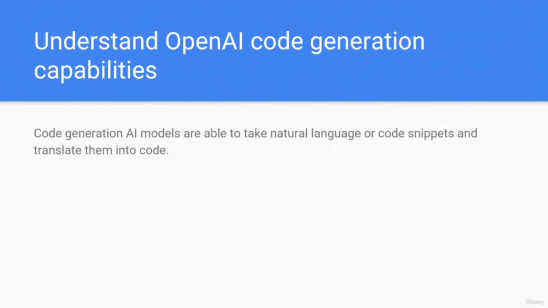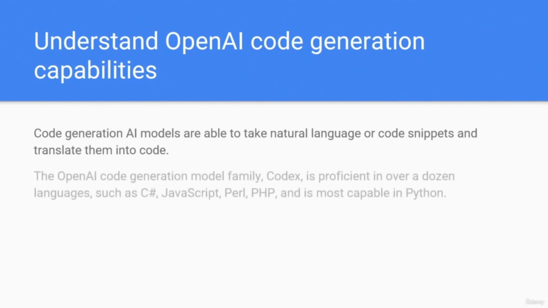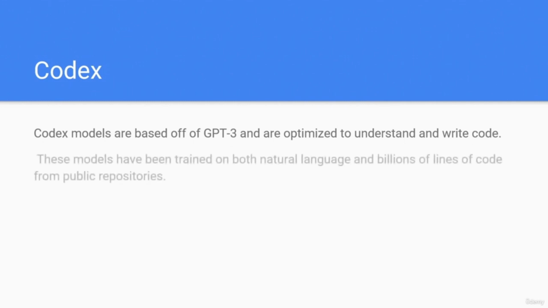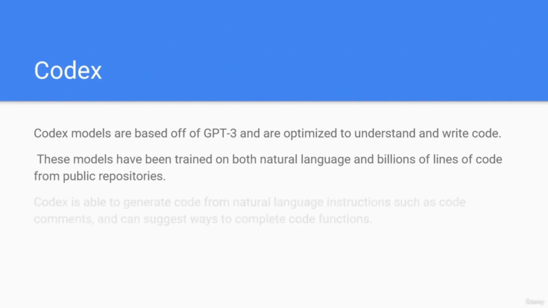Code generation AI models are able to take natural language or code snippets and translate them into code. The OpenAI code generation model family Codex is proficient in over a dozen languages such as C#, JavaScript, Perl, PHP, and is most capable in Python. Codex models are based off of GPT-3 and are optimized to understand and write code. These models have been trained on both natural language and billions of lines of code from public repositories.